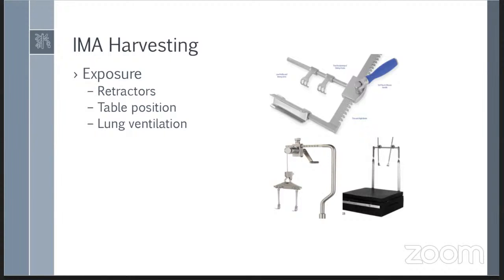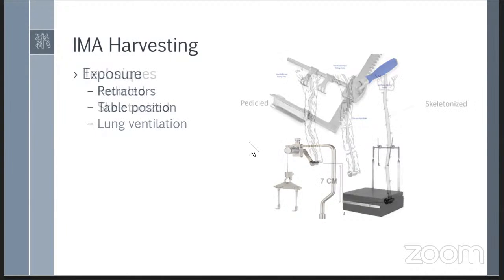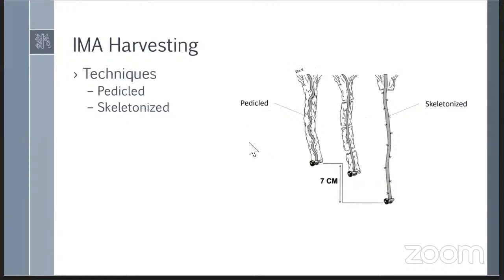So avoid excessive retraction. There are 2 ways to harvest the mammary: the pedicled and the skeletonized. The pedicled has the advantage of reduced spasm, while the skeletonized gives you the advantage of longer length, lower risk of sternal infection, and better flow. This diagram on the right shows how skeletonized gives you a better length, almost 3 to 5 centimeters of extra length when you do a skeletonized harvest.